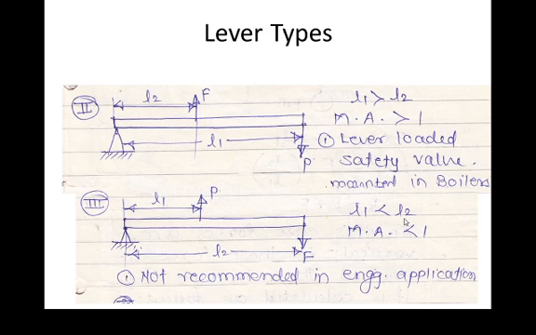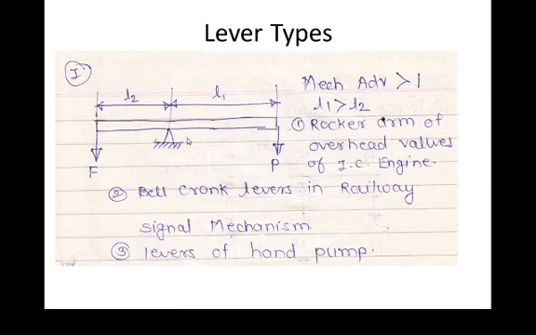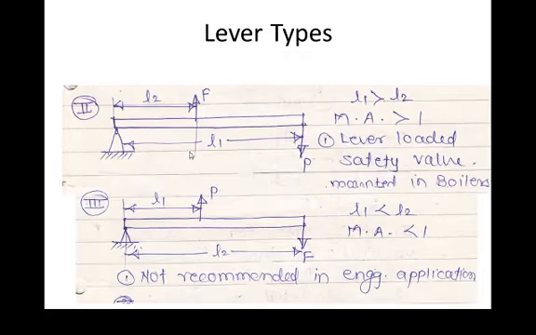Then the second arrangement is where the fulcrum is shifted. Here the fulcrum is available at this location, shifted towards the extreme left end. Now this is the P force and F is there. The load arm and effort arm are shown. Still the mechanical advantage is greater than 1 because L1 is greater than L2. This arrangement is generally used in safety valves, the lever loaded safety valve.